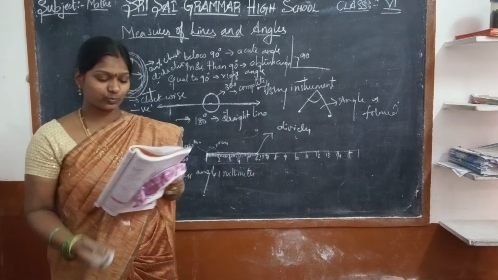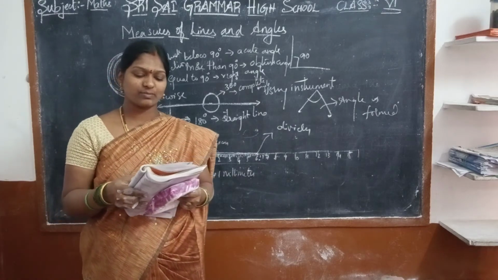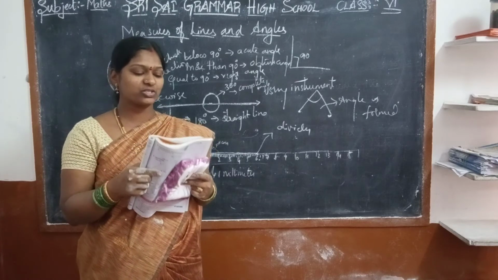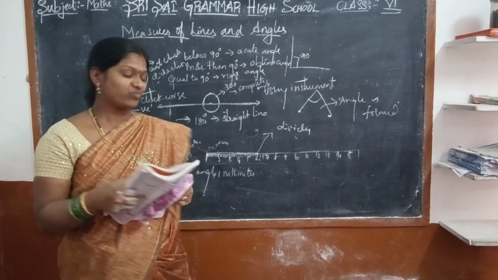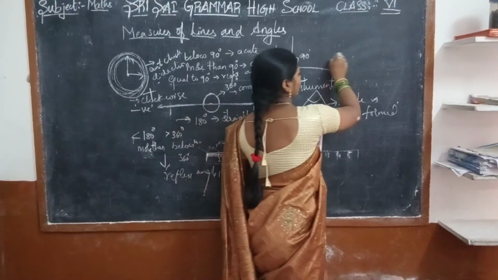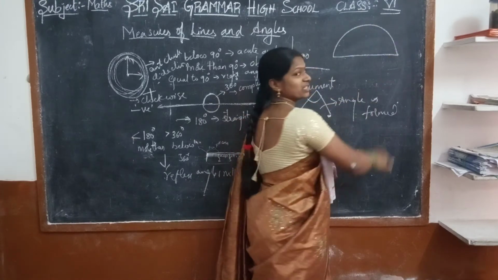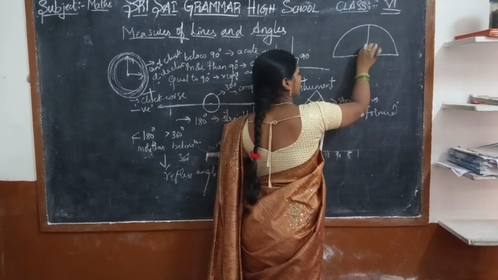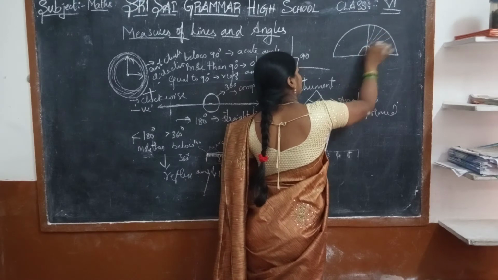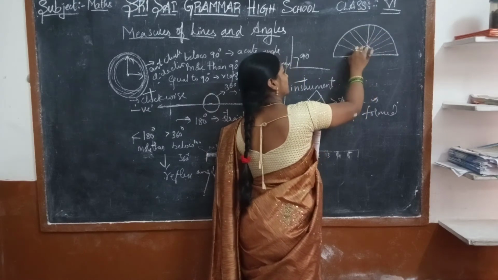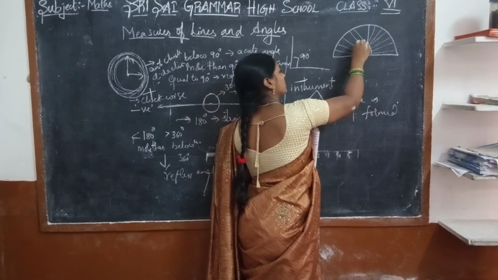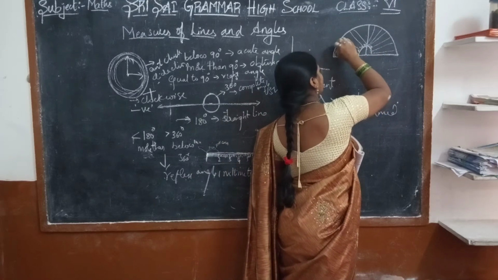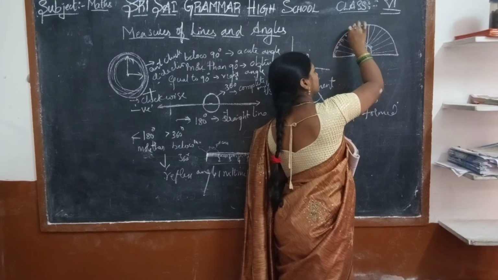The protractor is a semicircular curved model with 180 equal divisions called degrees, used to measure and construct angles. The protractor will be like this, in a semicircle. Like this it is denoted, and there we see the small lines here, and here also 10 millimeters can be seen.